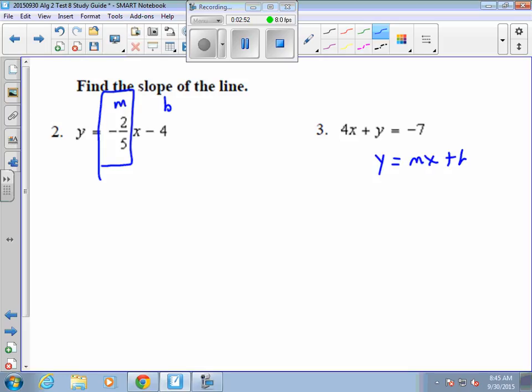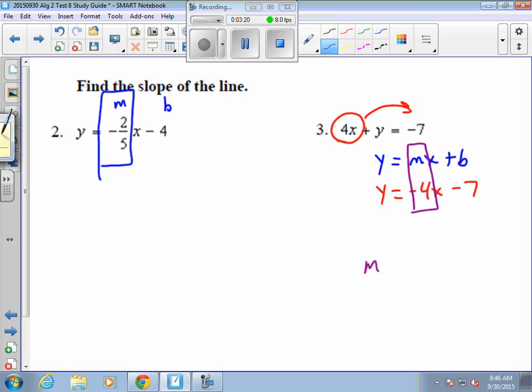So in order to do that, we need to move over anything that's not y on this side. In this case, it's 4x. We want to move it to the other side. So since it's positive 4x, that's like plus 4x, you subtract it. So when you move it over, you're left with y on the left equals negative 4x, because when it was positive on the left, it became negative on the right, minus 7. Now it's in mx plus b form. This is your m value, negative 4. So your slope for that one is negative 4.